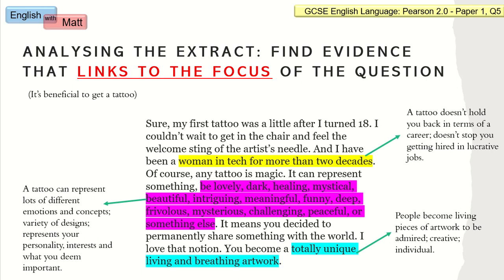So here we have inferences, how I have decided to interpret this information. So when she says that she's been a woman in tech for more than 2 decades, it means that she has got quite a good job. And she's presumably in the tech industry, earning quite a good amount of money. So what she's saying is that a tattoo doesn't hold you back in terms of employment, that you can still get quite lucrative and successful jobs even with body art.